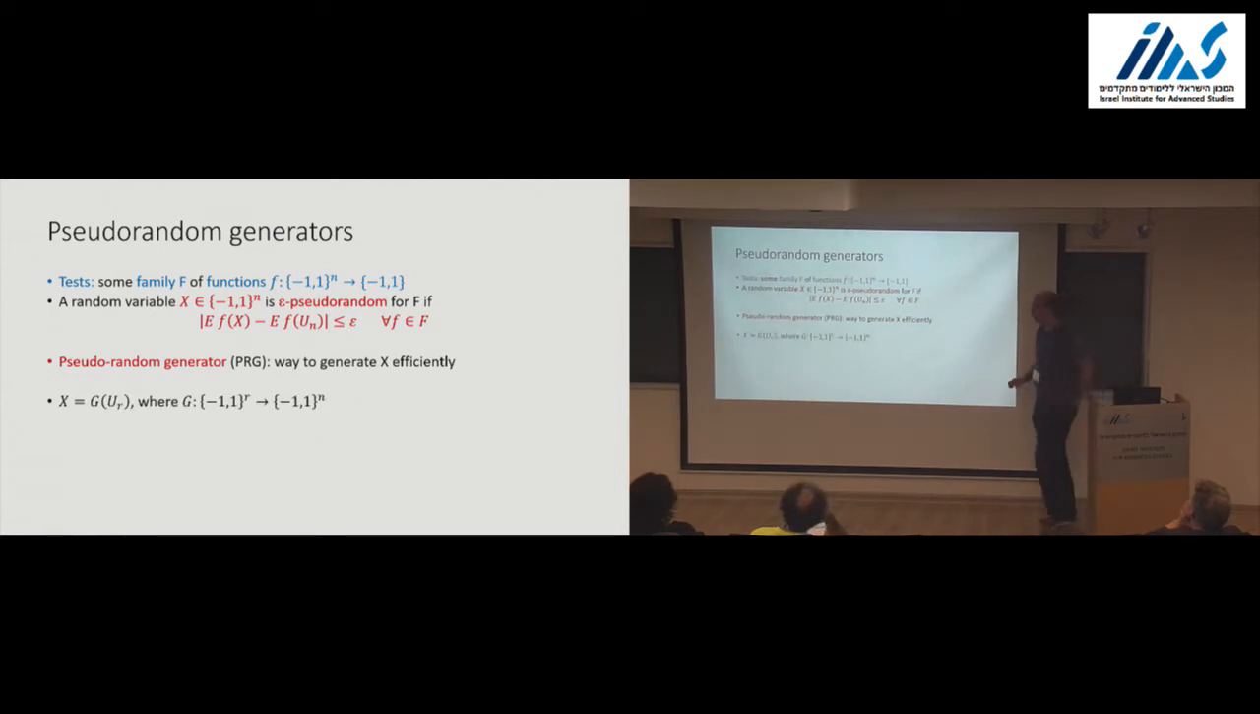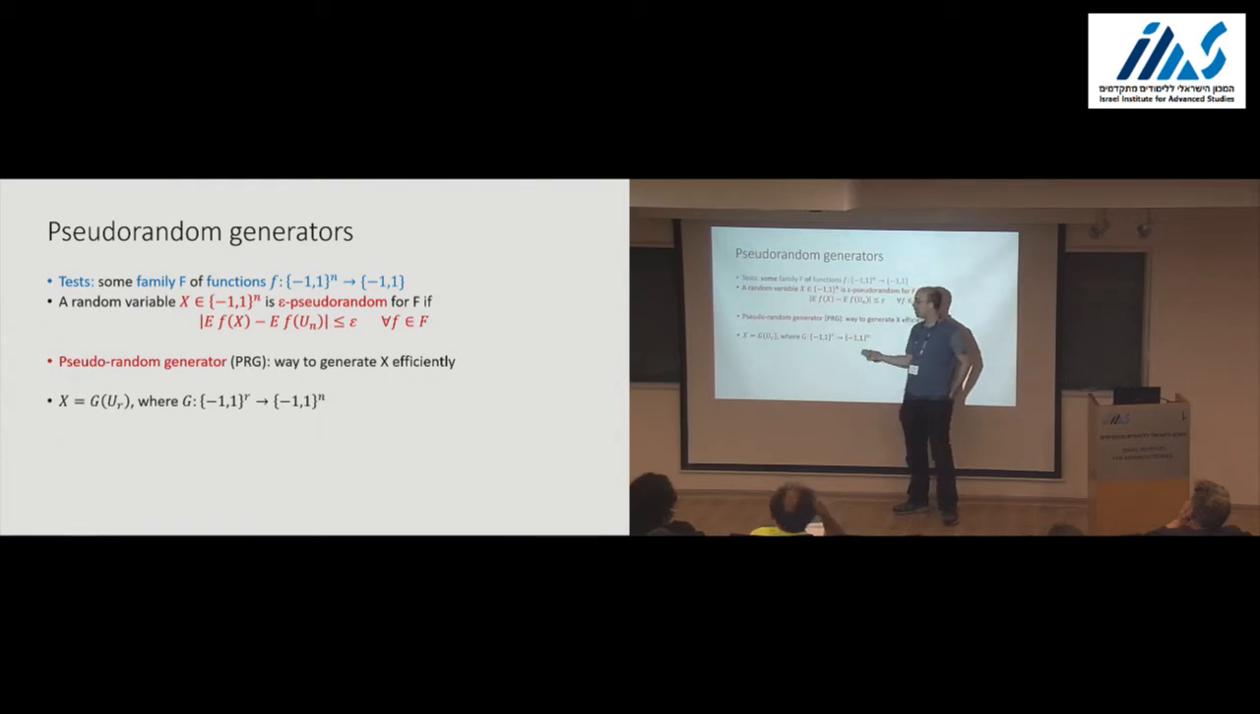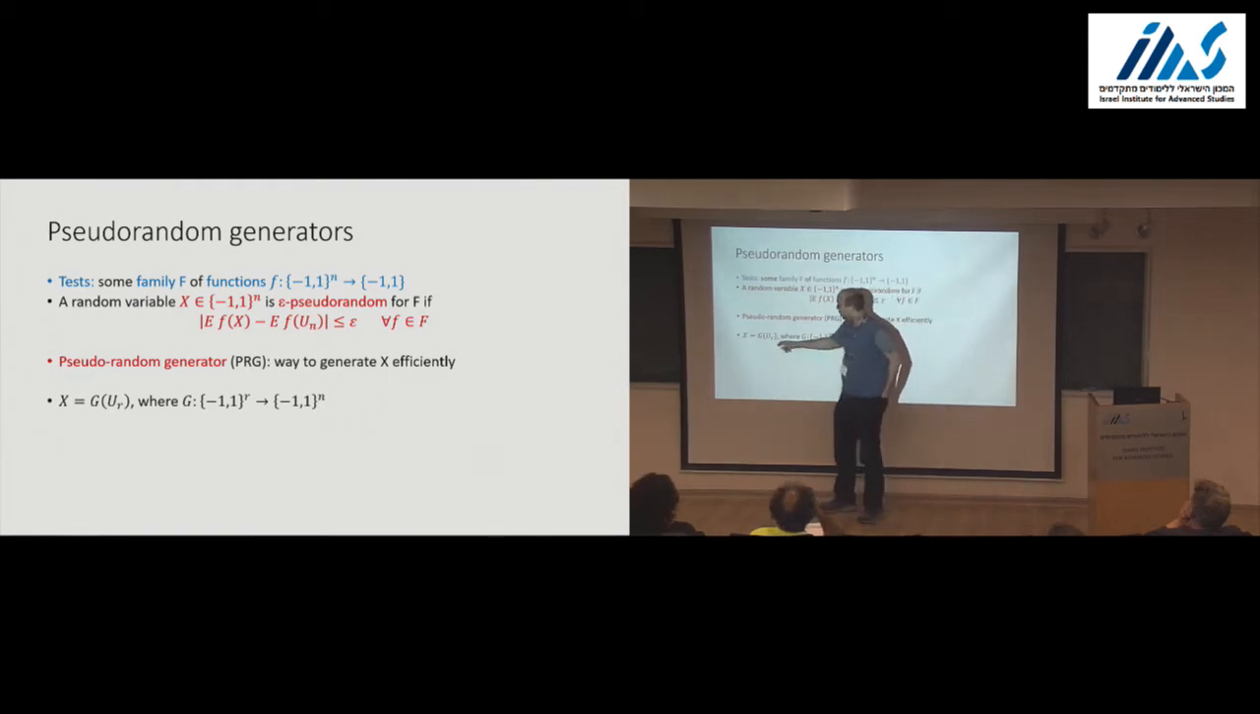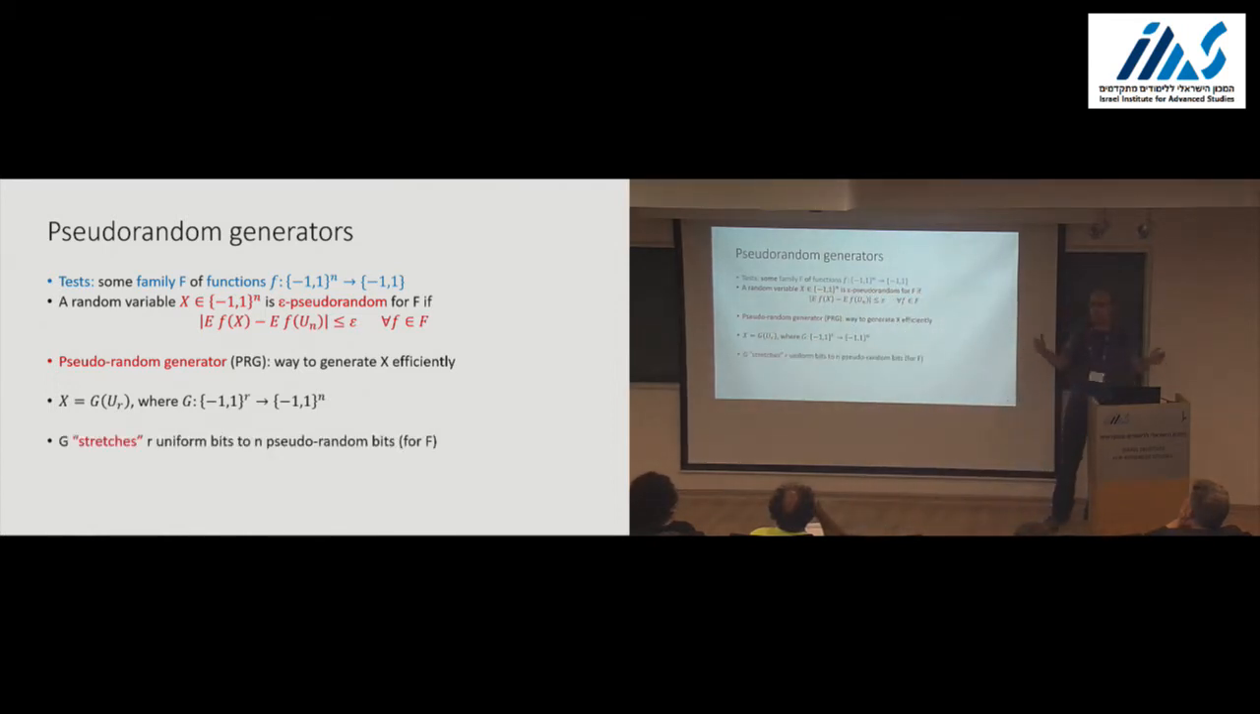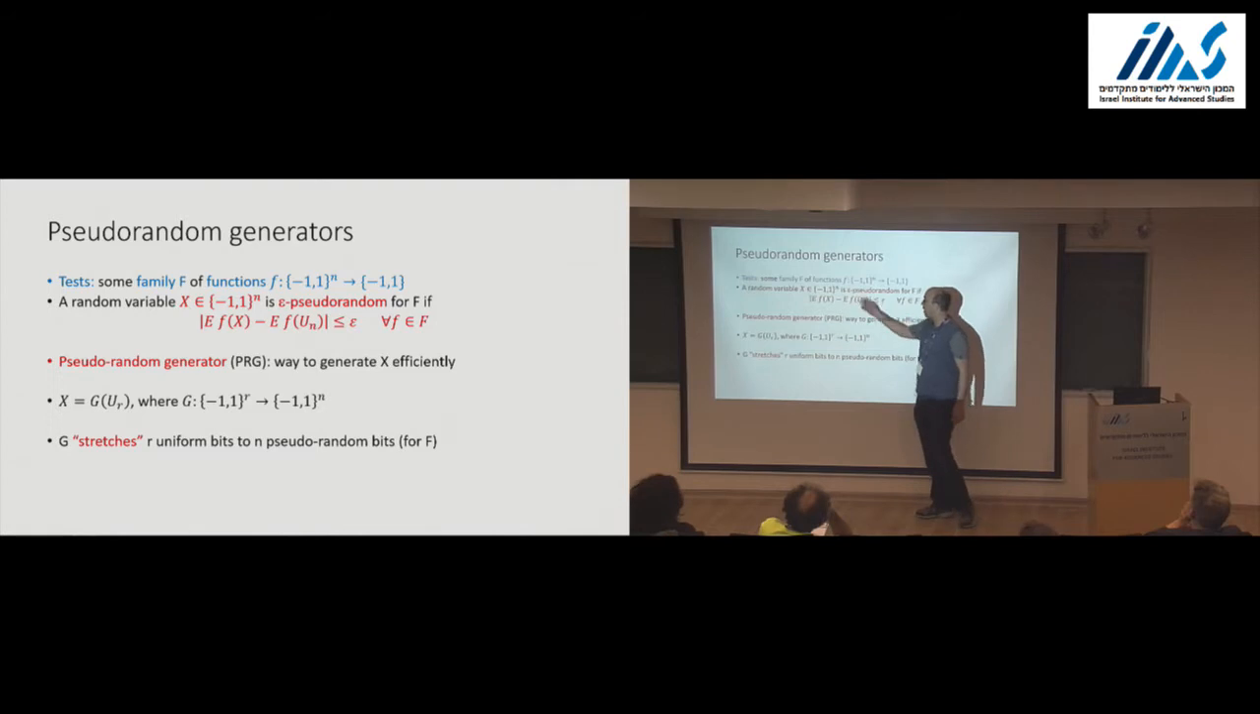So we will have some small amount of true randomness, maybe r bits, and then a pseudo-random generator will take this small number of r bits and somehow stretch them into n bits, and n should be much more than r. And what we want is that this type of distribution should look the same to whatever class of Boolean functions we're trying to fool.